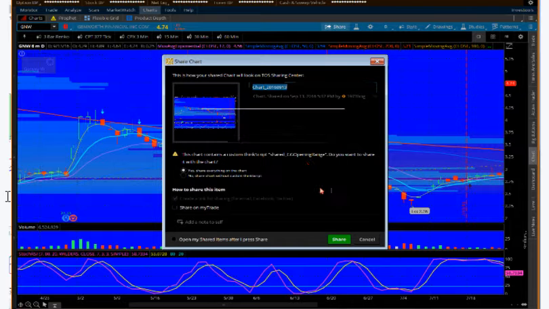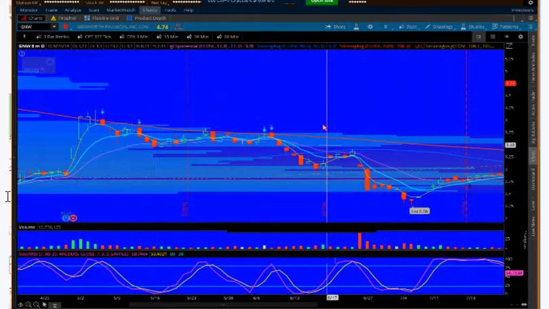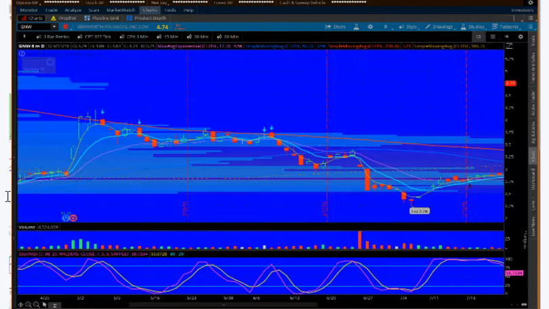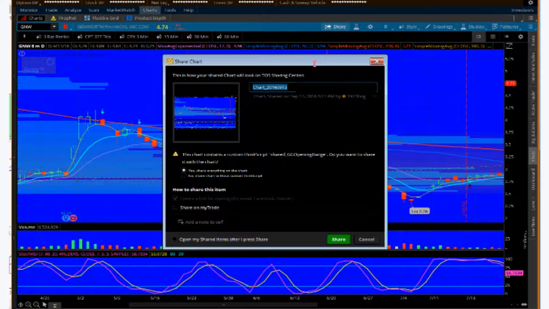Okay. Let's see what we do here. I think that should do it. And what that'll do is that should share my chart. And I think all the settings will be there. I'm in simulated mode right now. I may have to go into my live mode to share it properly. Let me know.